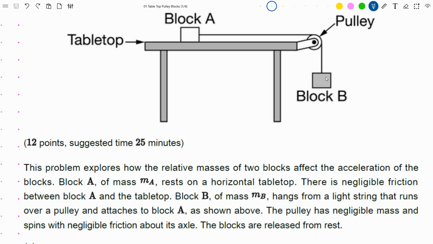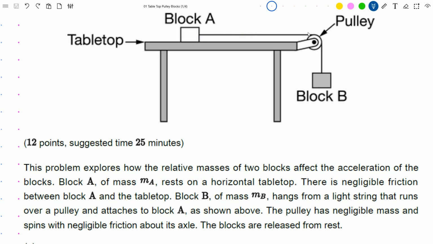If block B is released, block A is released, the whole situation is allowed to move. The weight of block B is going to cause it to accelerate downwards. Meanwhile, because block A is connected by a string and there's certainly nothing opposing that horizontal motion, there's no friction for example, block A is going to accelerate along to the right.